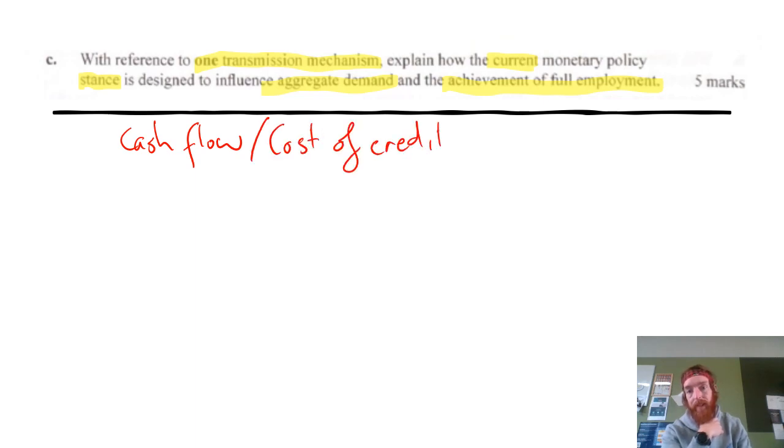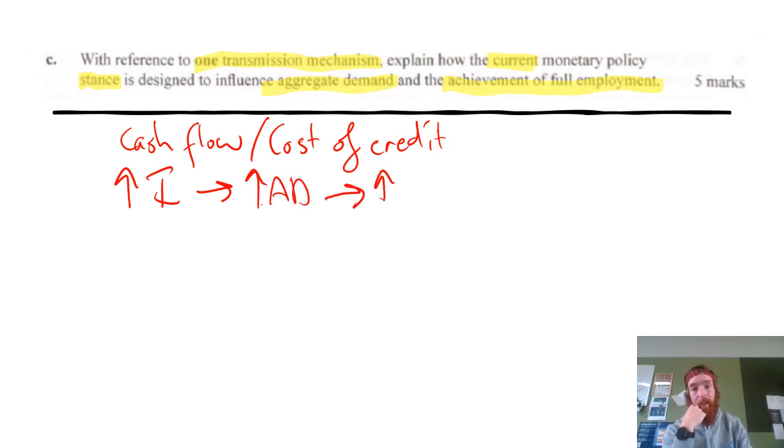And so if that's businesses, you're going to be talking about how businesses with variable rate loans now have a higher cash flow, or they're more profitable. They're more likely to invest and expand, so increase investment spending, therefore increasing aggregate demand, which then increases demand for labor and helps to achieve that goal.